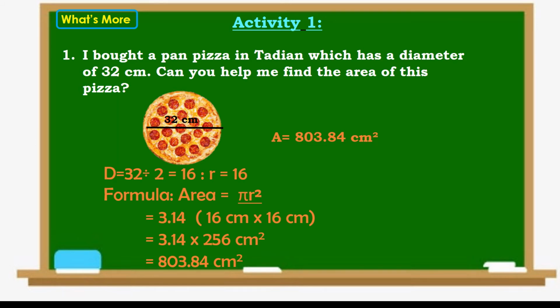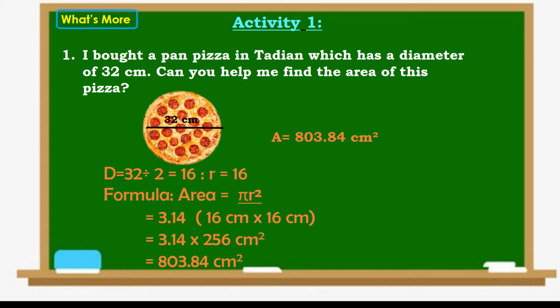Let's check if you get it right. Number 1. Area is equal to 803.84 square centimeters. Is your answer correct? Very good. So let us discuss. Since the given is diameter, we are going to divide it by 2 to get its radius. 32 divided by 2 is equal to 16. So the radius is 16. Then write the formula, which is pi times the radius squared.